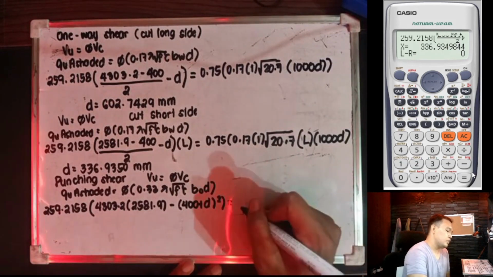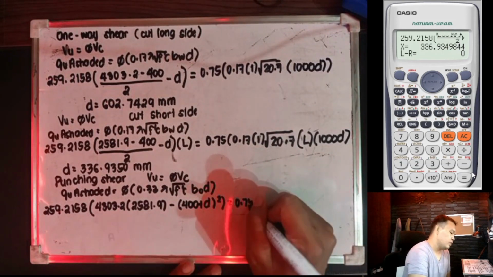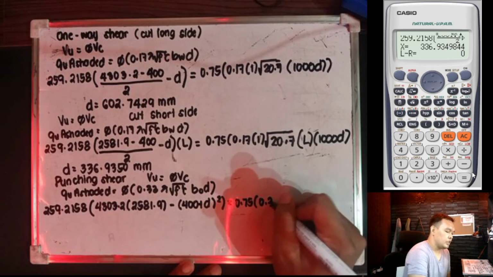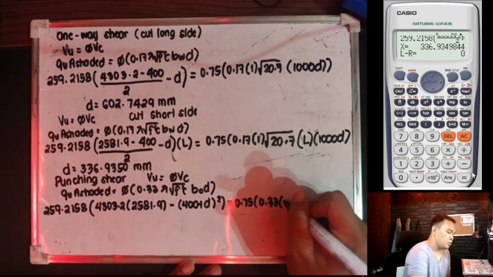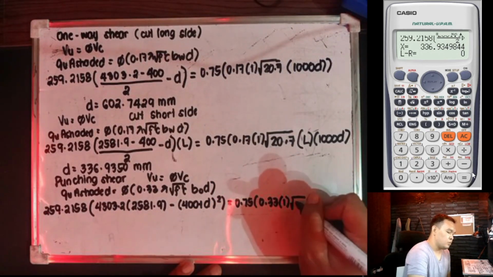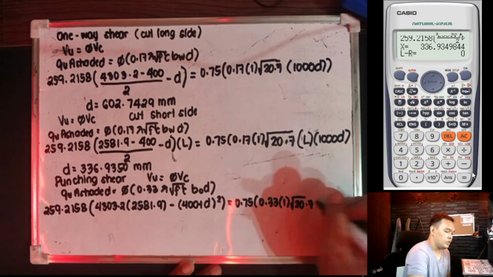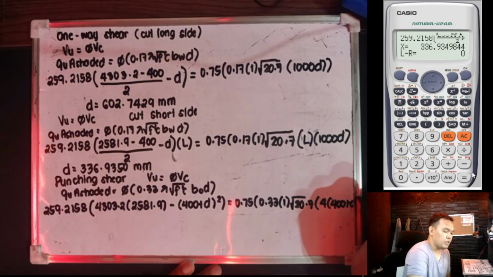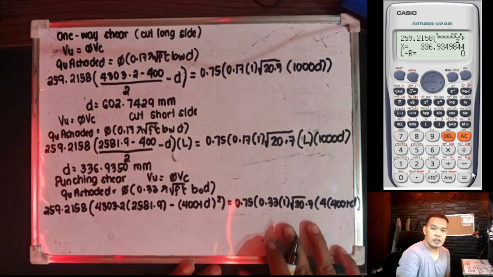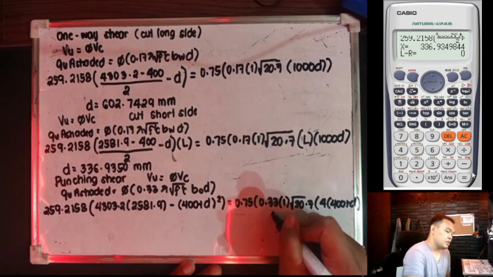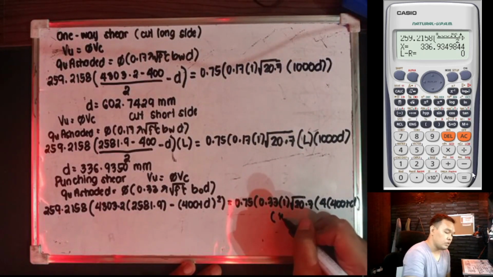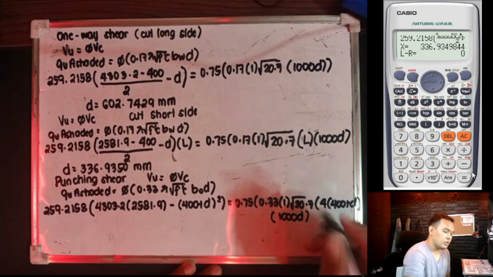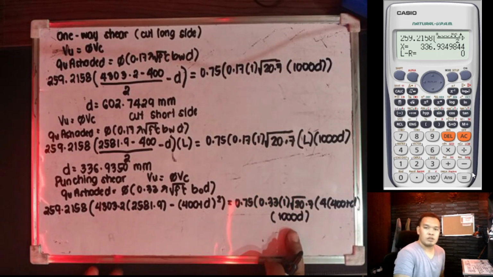phi, which is equivalent to 0.75, multiplied by 0.33 times 1 times the square root of f prime c, which is 20.7, multiplied by 4 times (400 plus d), which is the perimeter of our punch area, times the thickness, which is 1000 d. Again, the 1000 here is the conversion factor.